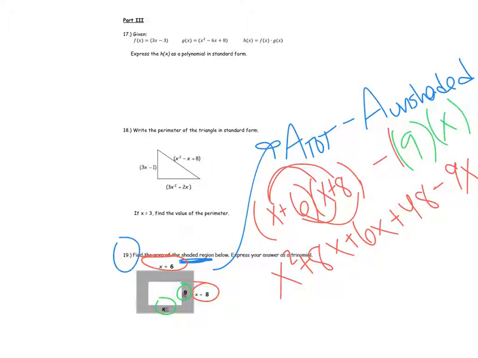All right, so I'm going to combine my like terms again. I have 8x and 6x, and then I have negative 9x. 8x and 6x is 14x, minus 9x, I get 5x. So I'm left with x squared plus 5x plus 48. And that is my answer for the shaded region.